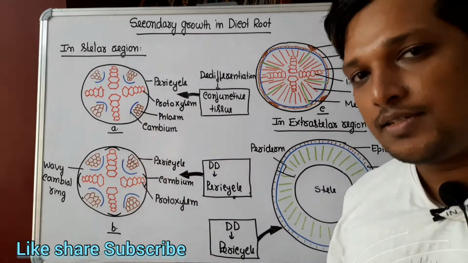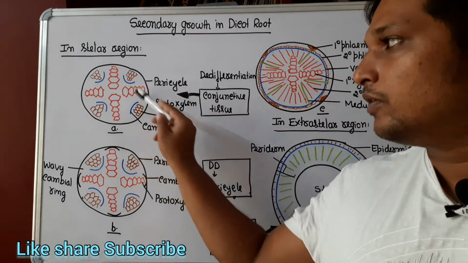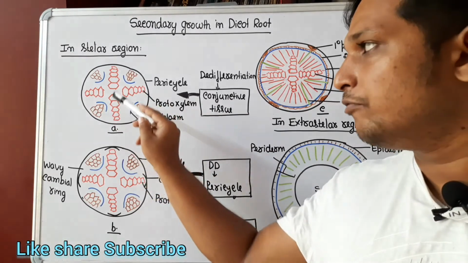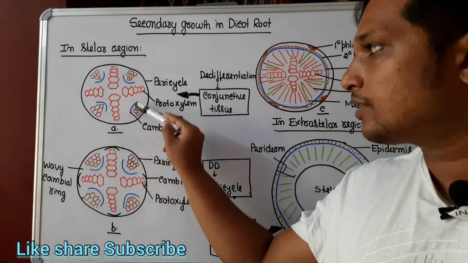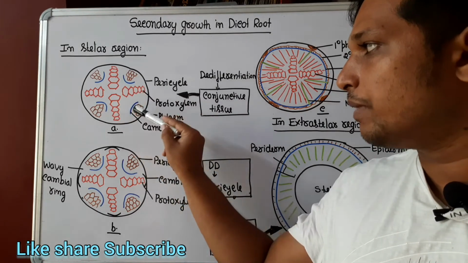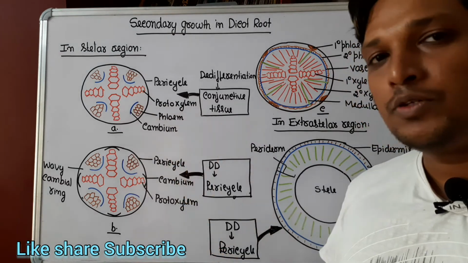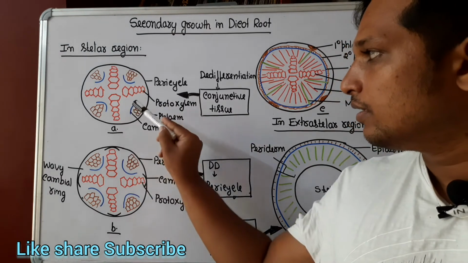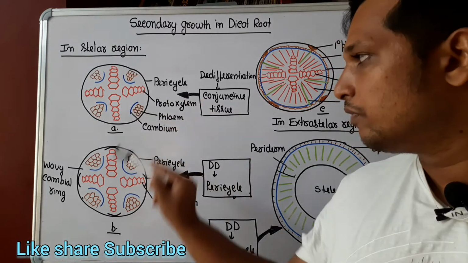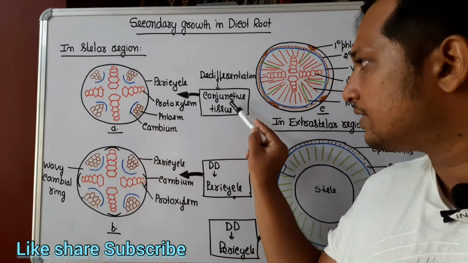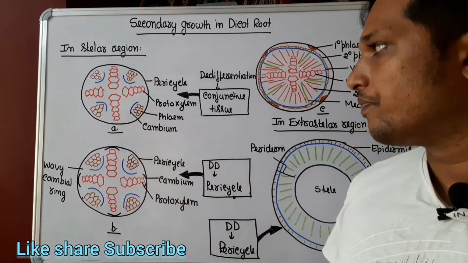In the stellar region, how is the stele of dicot root? They have tetraxylem, which means 4 xylem, 4 phloem will be present. In between vascular bundles, or xylem and phloem, you will find parenchymatous tissue called conjunctive tissue. Now, the conjunctive tissue present below the phloem will undergo dedifferentiation to form a strip of cambium.